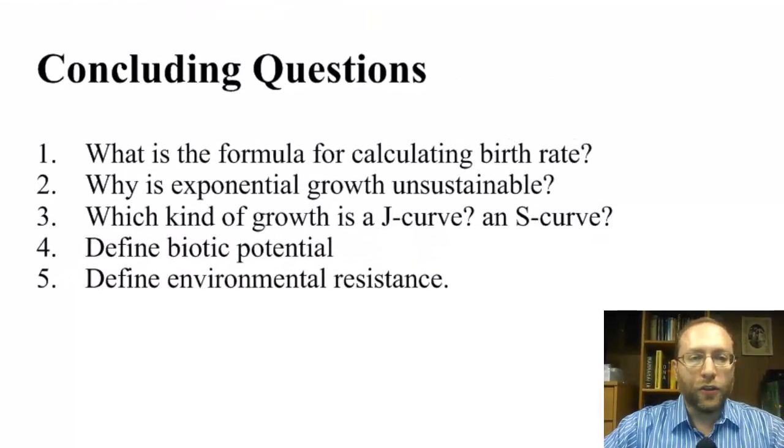Now we come to our concluding questions. Number 1, what is the formula for calculating birth rate? Number 2, why is exponential growth unsustainable? Number 3, which kind of growth is a J curve? Which kind of growth is an S curve? Number 4, define biotic potential. Number 5, define environmental resistance.